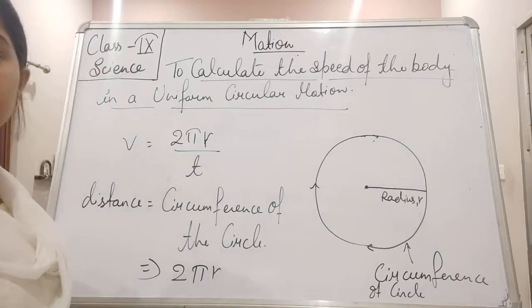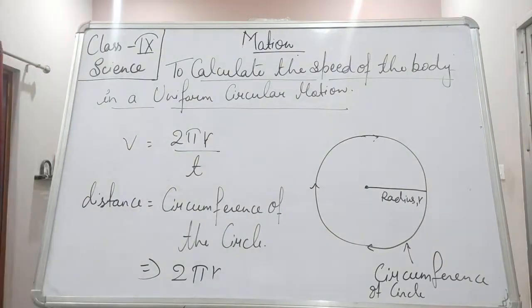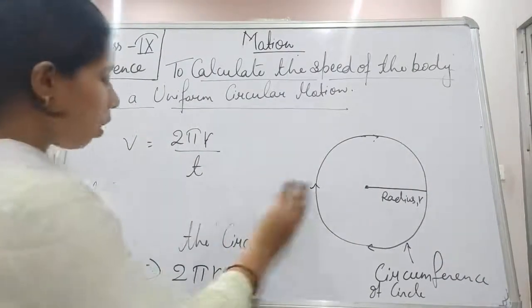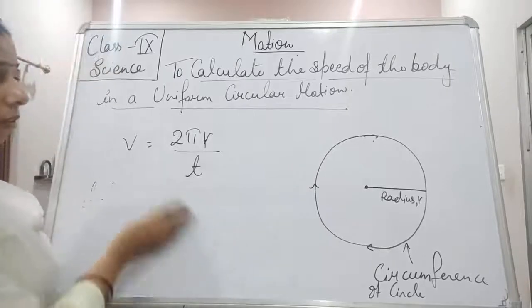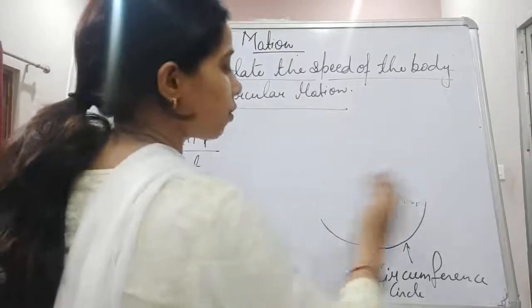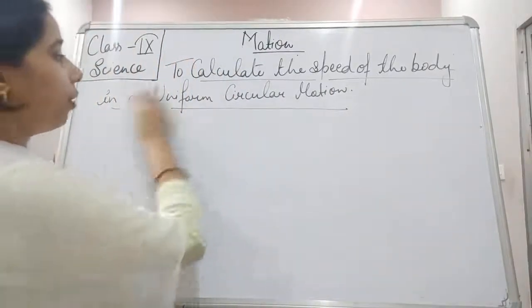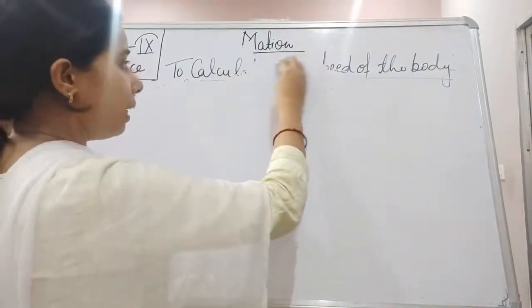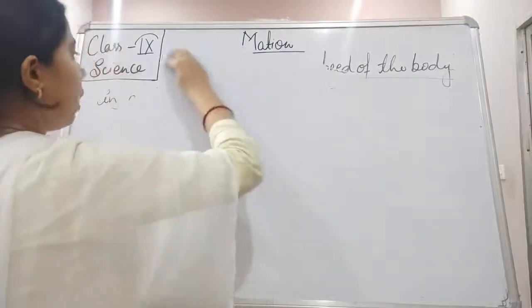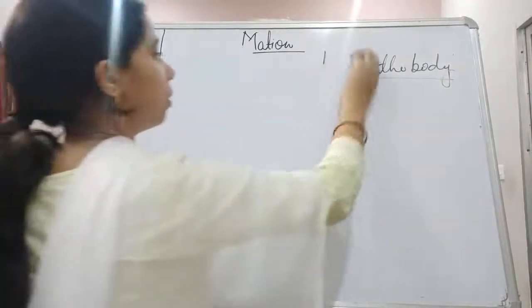Now we are able to solve some questions related to the speed of uniform circular motion. Then it will be easy for us to understand the concept here.